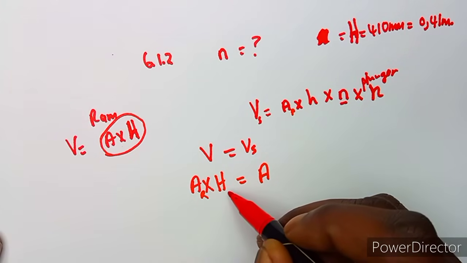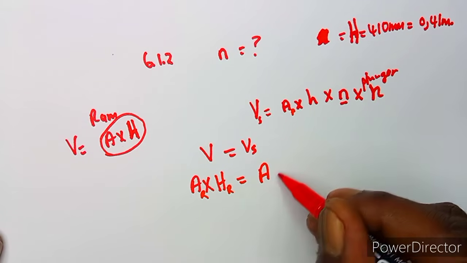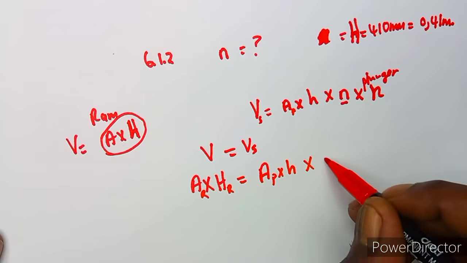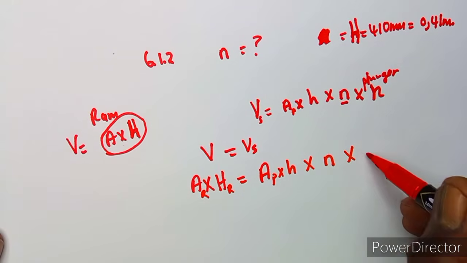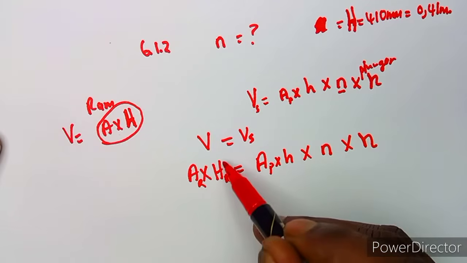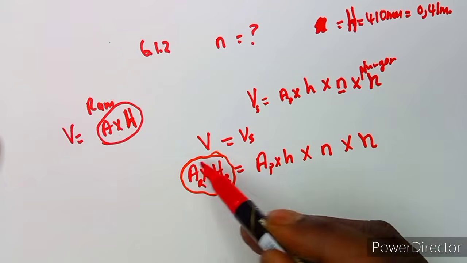So this is the area of the ram times the height that you have on the ram. So this is the area on the plunger times the stroke length, which is the height on the plunger, times the number of pumping strokes times the efficiency, like that. So that means from this formula, guys, there's a lot of things that I can actually find, because I have got this. This is still on your ram.